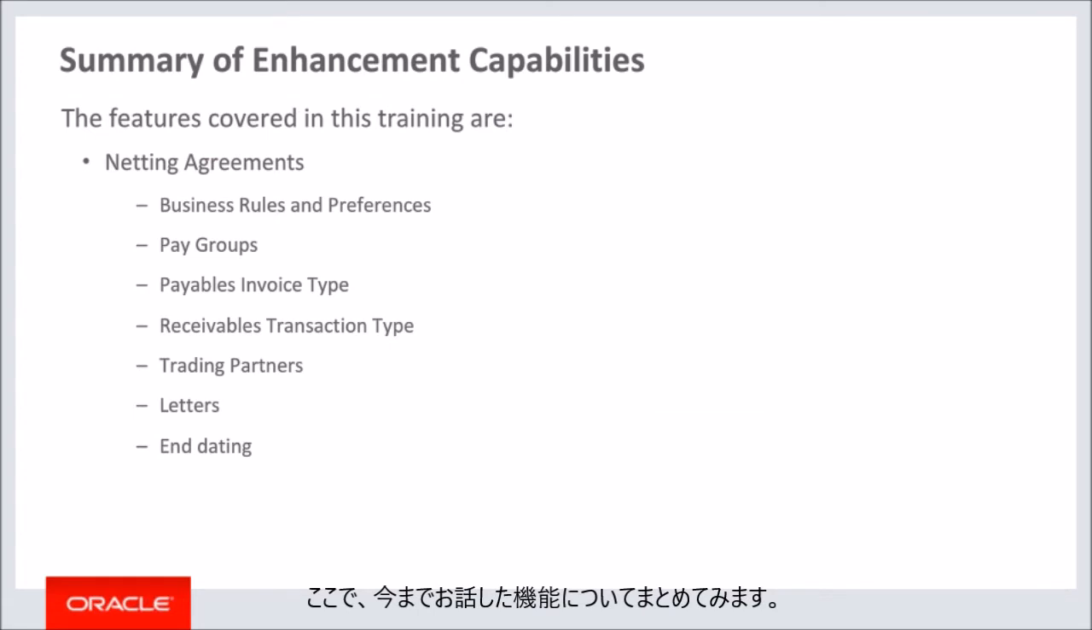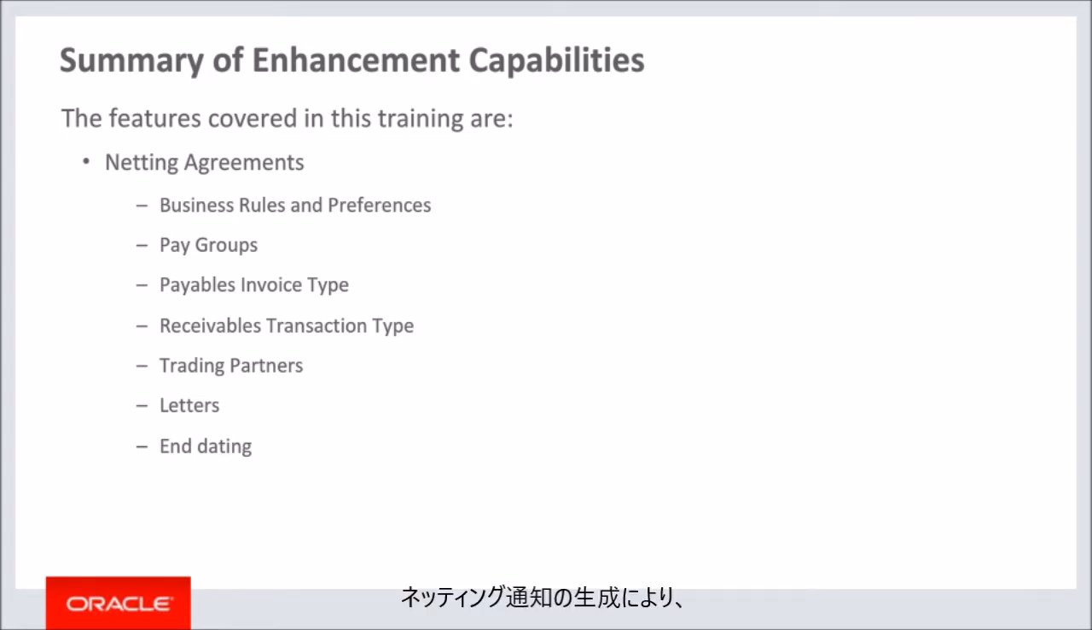Here is the summary of the features I have talked about today. Firstly, how to set up the netting agreement, comprising the business rules and preferences that determine how a netting settlement will select eligible transactions. The pay groups, payables invoice types, and receivable transaction types have shown you how you can specify to a greater detail the types of invoices and transactions to select. The trading partner setup has been shown, giving you the flexibility to restrict to a single customer or supplier site, or to include multiple sites that comprise your trading partner to which the agreement refers to.